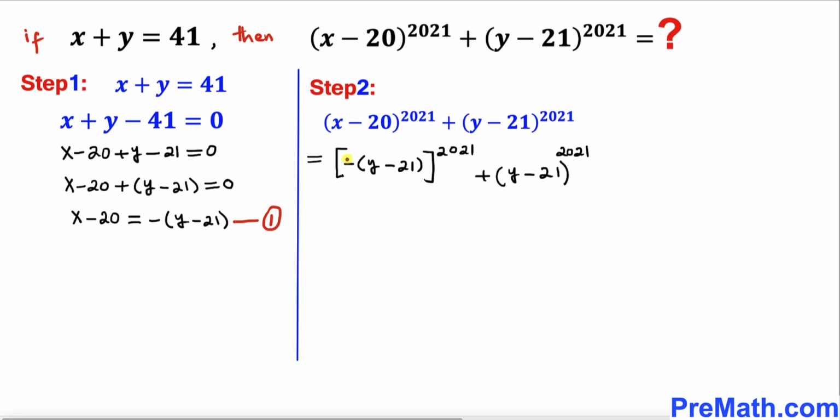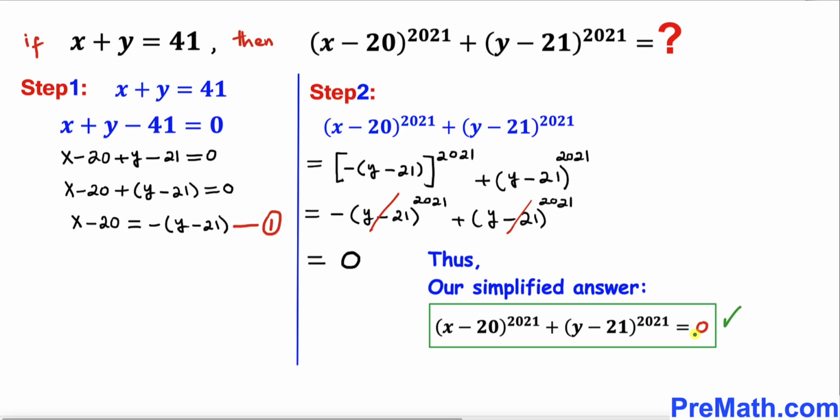And here we can see that we have a negative sign inside this bracket, and we have an odd power, so that is going to yield a negative sign as well. Therefore this could be written as negative outside (y minus 21) whole power 2021, and then plus (y minus 21) power 2021. Now we can see that this negative and positive cancel each other out. That means this is going to be equal to 0. So thus our simplified answer turns out to be equal to 0.